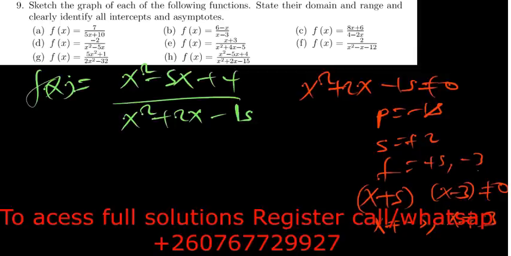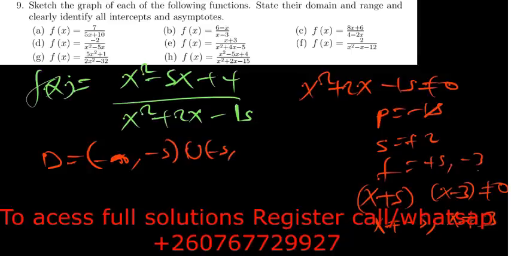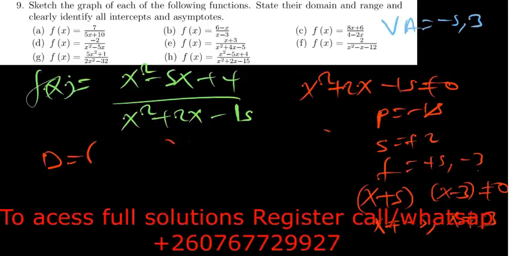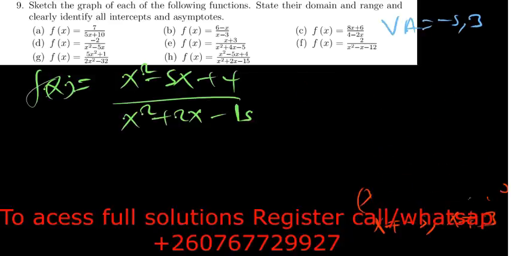Next, that is going to be my domain, meaning that my domain is from negative infinity to negative 5, union negative 5 to 3, union 3 to positive infinity. At the same time, my vertical asymptote is at negative 5 and 3. Let's go ahead and find the range and the horizontal asymptote.